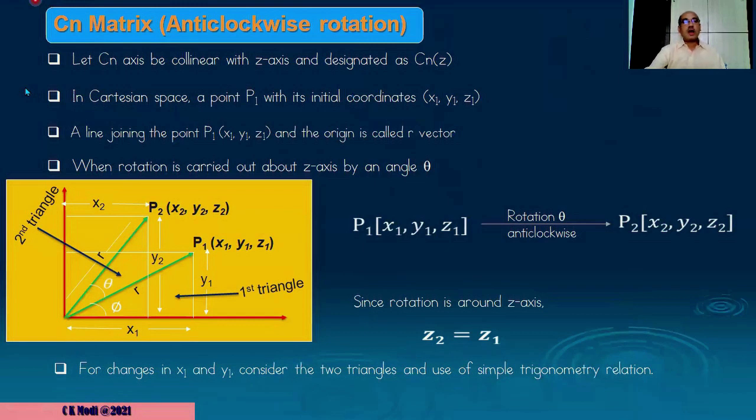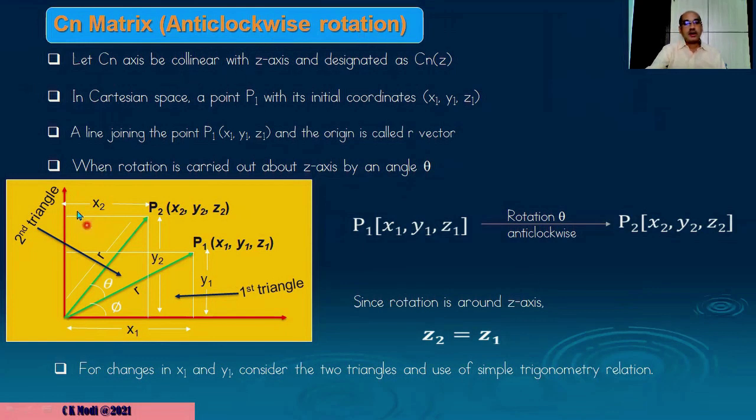Now this is important. How to derive a matrix for a rotation axis? Now the CN matrix. Suppose we have to derive the CN matrix. For CN, cyclic rotations should be in anti-clockwise or clockwise directions. So rotations should be performed in anti-clockwise and clockwise directions. First we derive the matrix for anti-clockwise rotations.